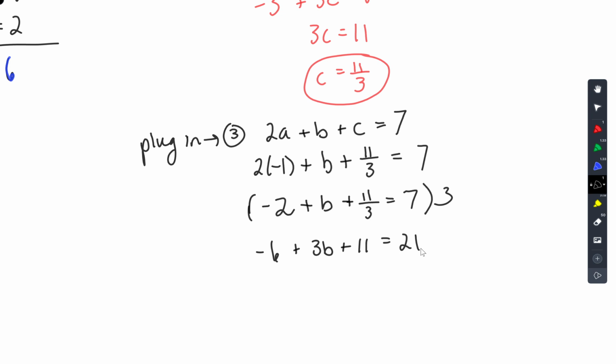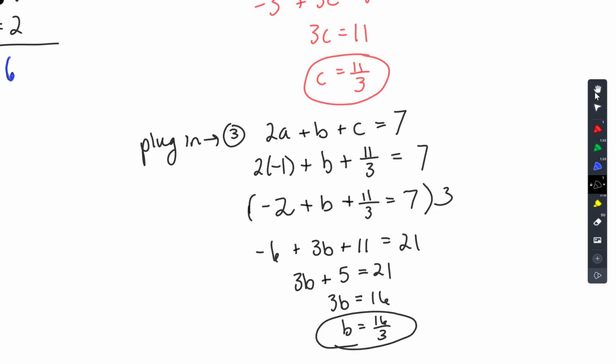What equation did you plug it into? The first one? I did equation 3. So we get 3b plus 5, 7 minus 32 over 3. Then you subtract 5. And then b is this disgusting thing, but whatever. 16/3.